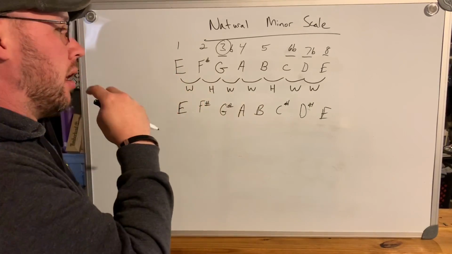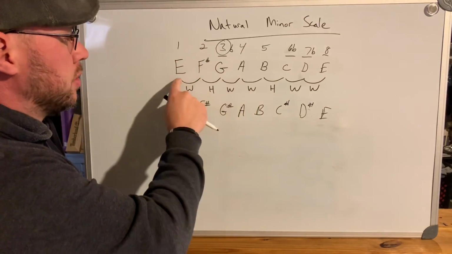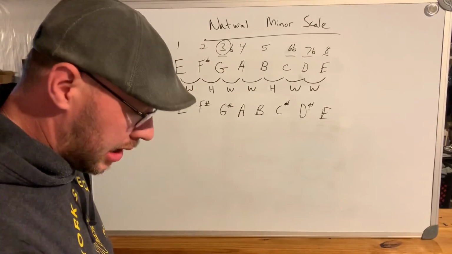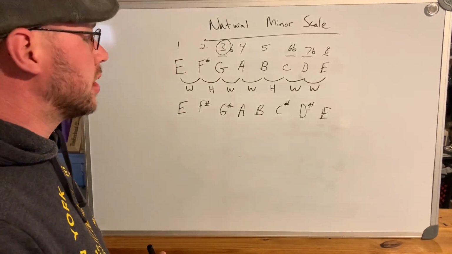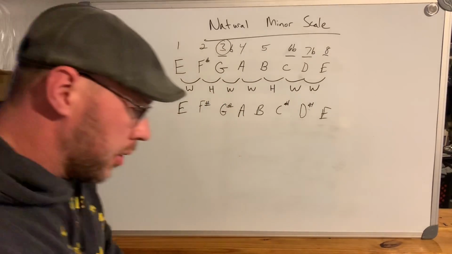So if you remember on that major one, the 6th position was an E. That's the relative minor. There'll be a lesson on relative majors and minors here too as well. But that's how you make a natural minor scale. So let me erase this part right here.